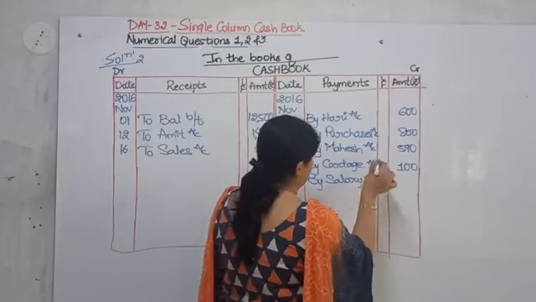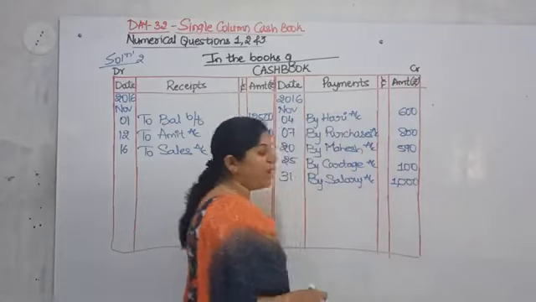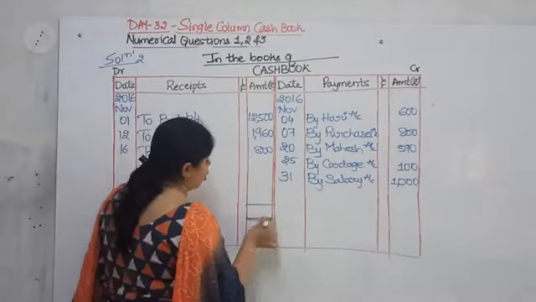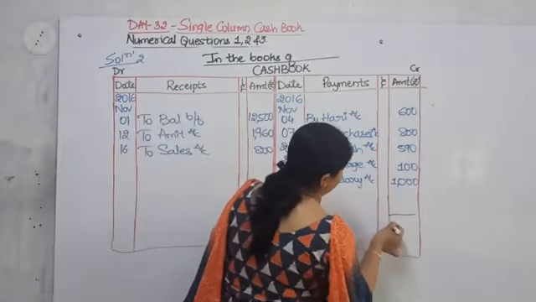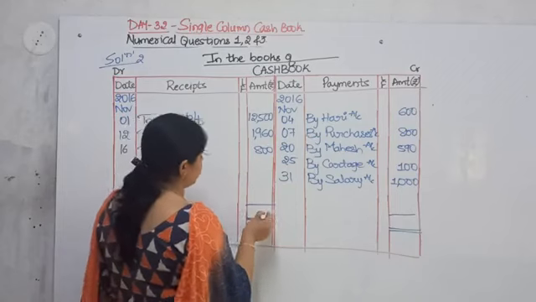And what is the amount? Amount is equal to rupees 1000. Now at the end, what you have to do? You have to do the balancing. Always the debit side total will be greater. Okay, so do the total. See what is the total that is coming.